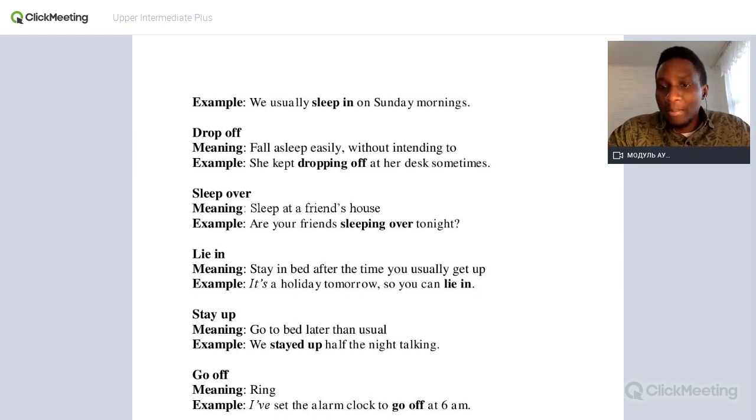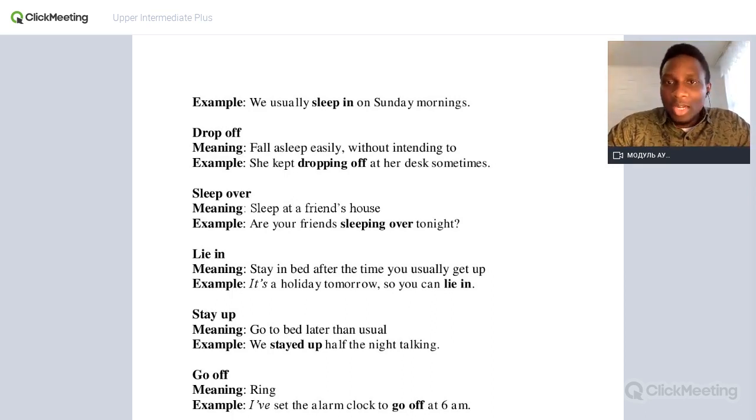Then we have sleepover. What does it mean? It means sleep at a friend's house. For those of you who have friends, you go to your friend's place to spend the night. So we have an example: are your friends sleeping over tonight? Like I said, sleepover means sleep at a friend's house.